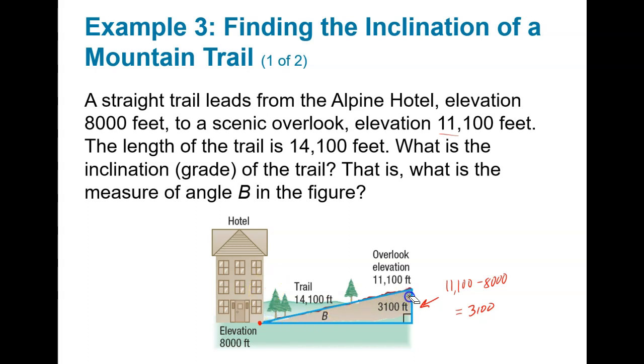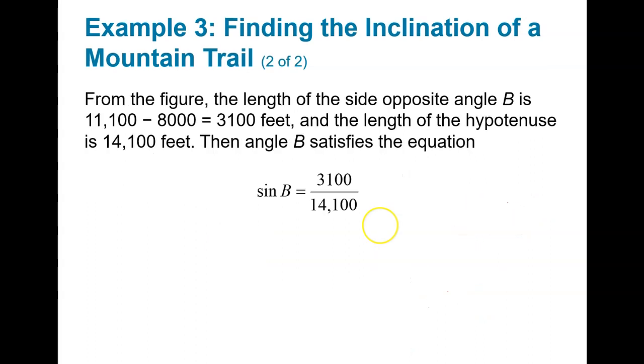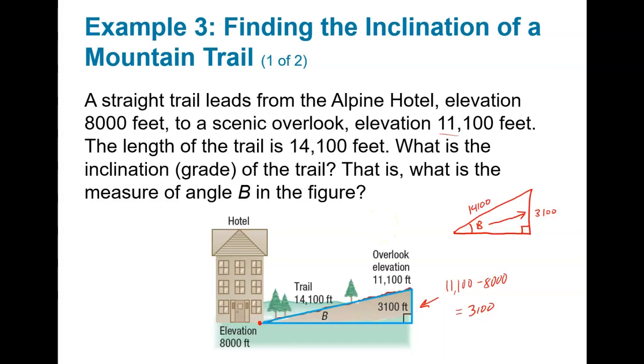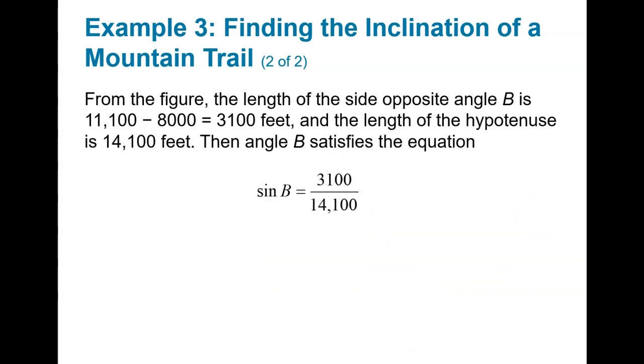That's that part of the right triangle. And then it tells us the trail length, which is the hypotenuse, connecting the 2 points, is 14,100 feet. So we basically have the hypotenuse and the side opposite the angle that we're trying to find. Because we have the opposite and the hypotenuse, that's the sine function. Right? So we set up sine equals that opposite side length, 3,100, divided by the hypotenuse.